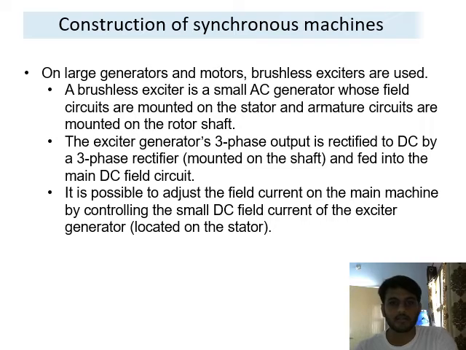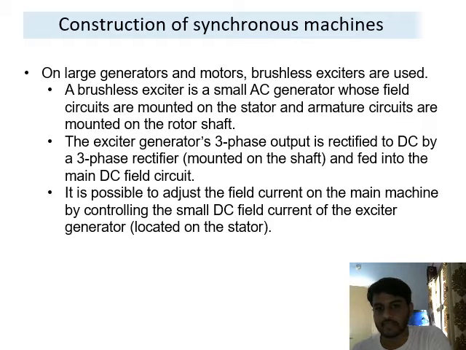Okay, then in construction, on large generators and motors brushless exciters are used. Because in the case of large generators and motors, we have to face a sparking problem. If the machine is smaller in size, then the sparking will also be at a smaller rate. But if the machine size is increased, then the sparking problem will be hazardous for us. So for that purpose, we use the brushless exciter.